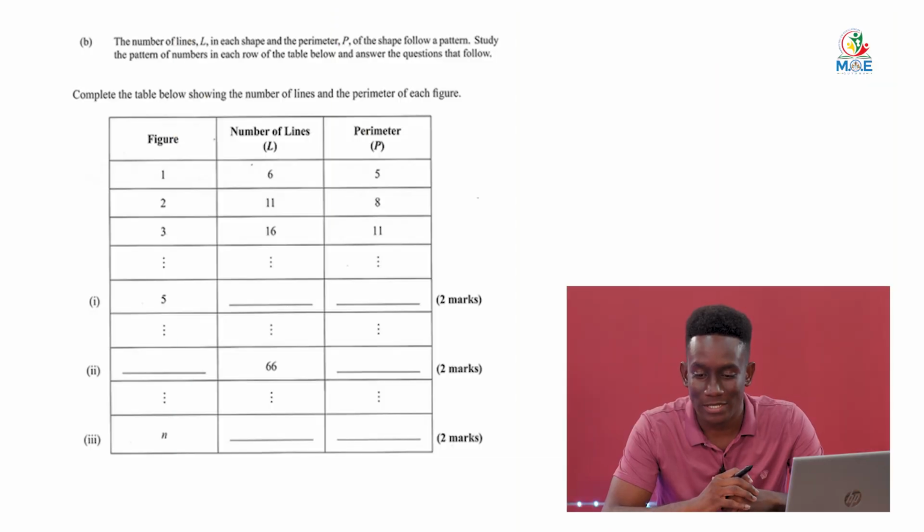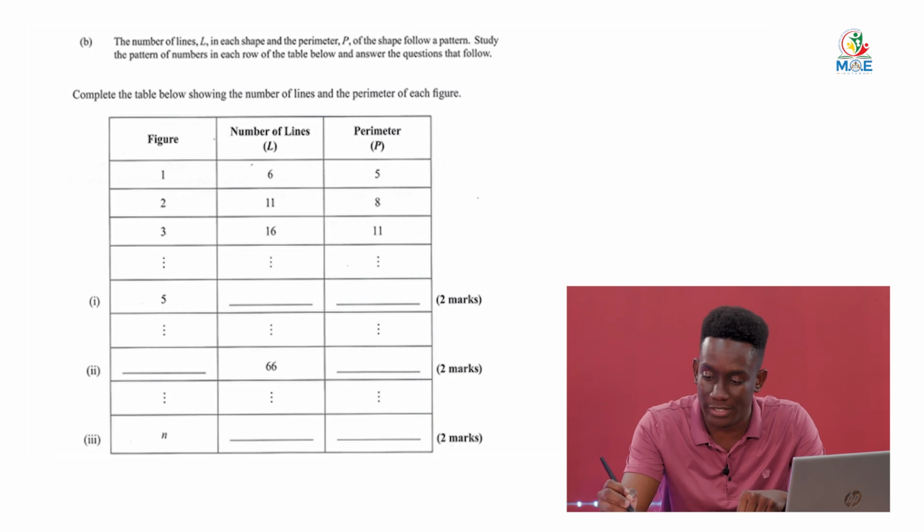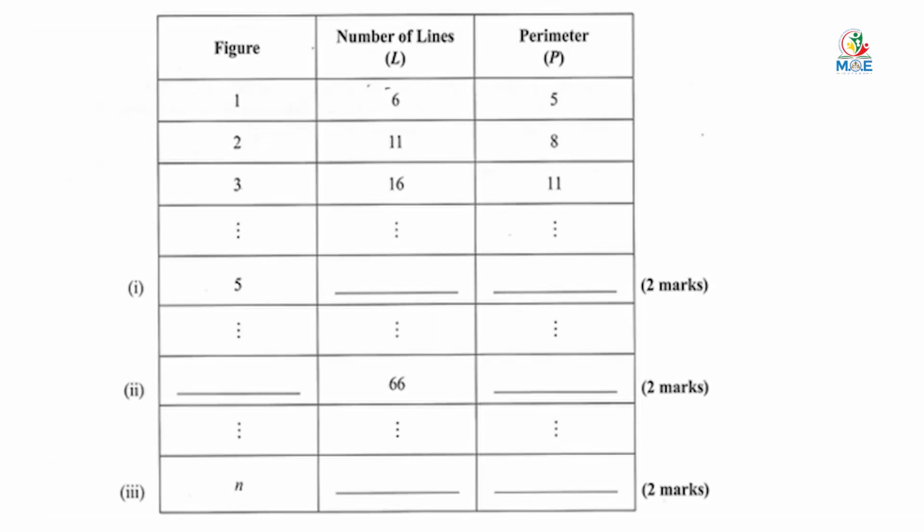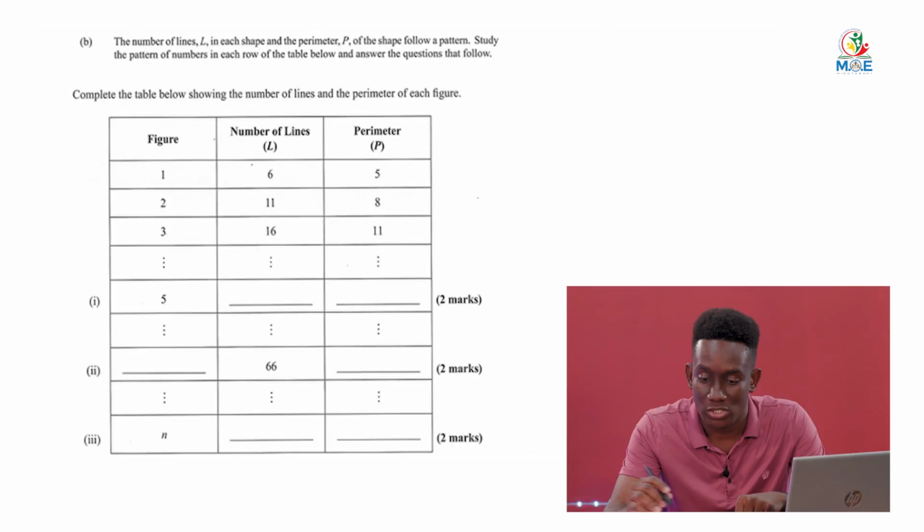Next question says, the number of lines L in each shape and the perimeter P of the shape follow a pattern. Study the pattern of numbers in each row of the table below and answer the questions that follow. So here I have Figure 1 and the number of lines would be 6. The perimeter is 5. Figure 2, the number of lines is 11 and the perimeter is 8. Figure 3, number of lines is 16 and the perimeter is 11. And then for Figure 5, they skip 1 and they want us to complete that. So they want us to complete the table.